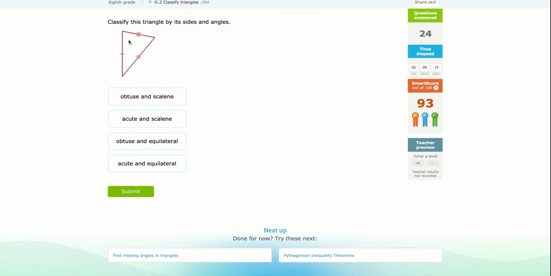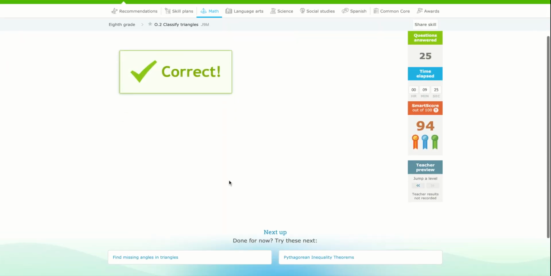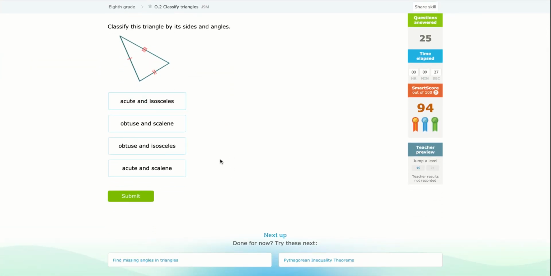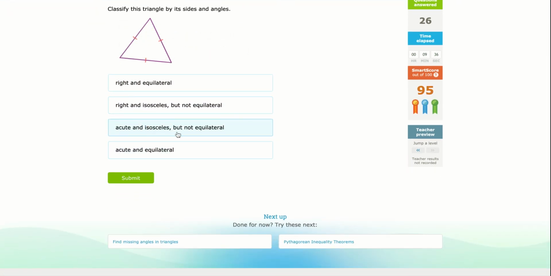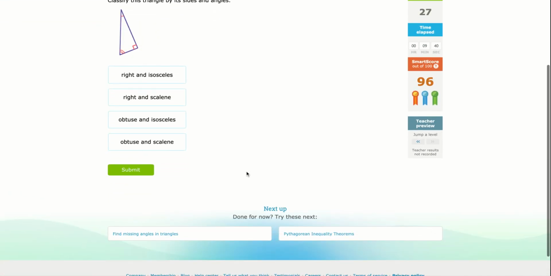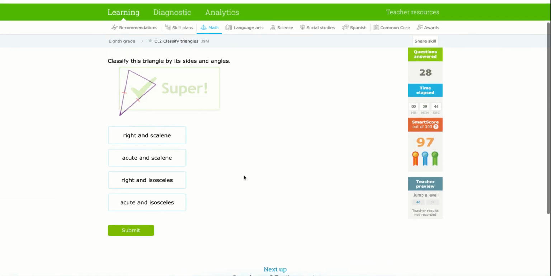Scalene, and all angles look less than 90, so scalene acute. Here's a scalene, and all 3 angles look less than 90, so scalene acute. That's an equilateral, and it'll be acute, because equilateral are always acute. Here's a right triangle that's scalene, because all 3 angle measures are different.